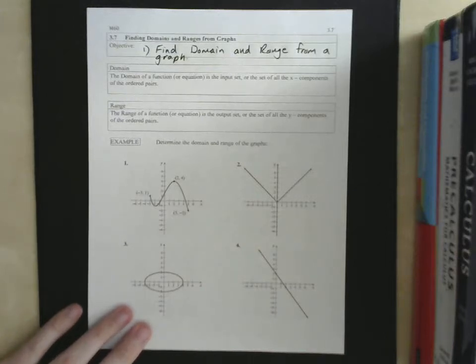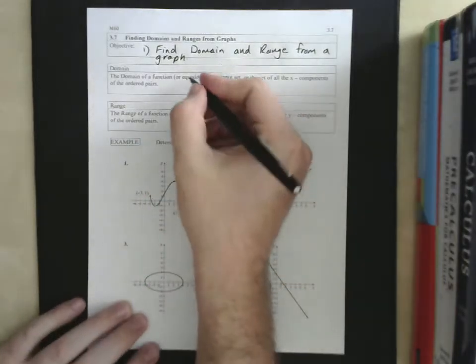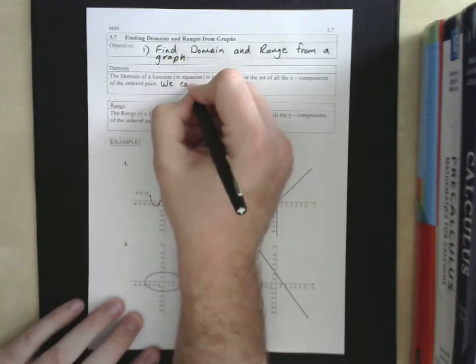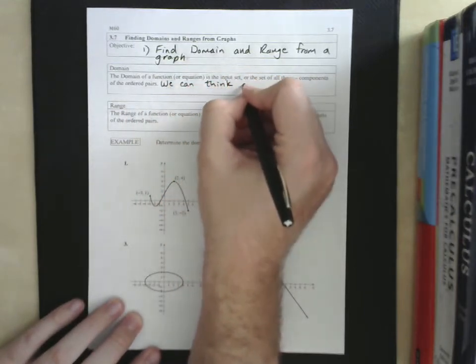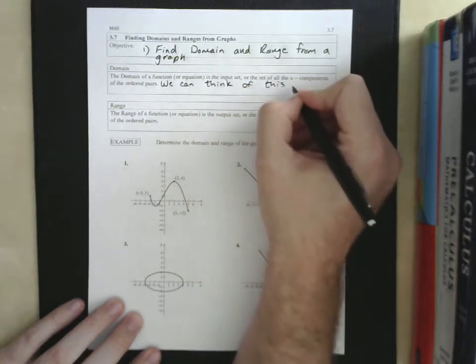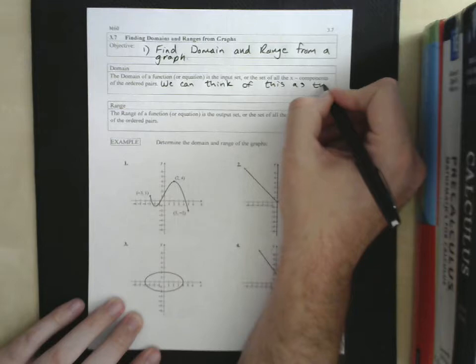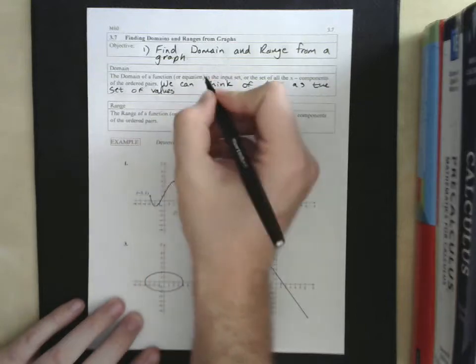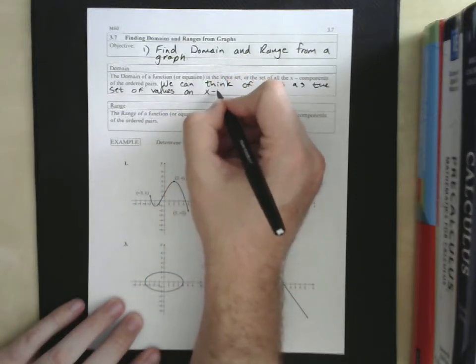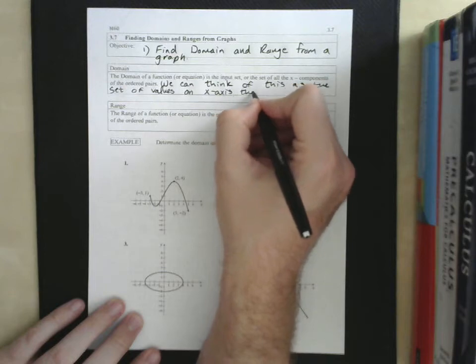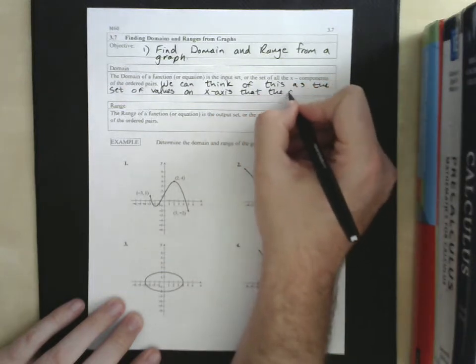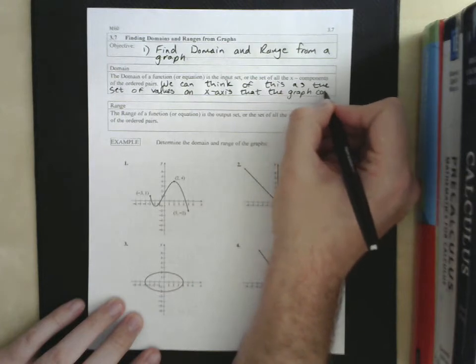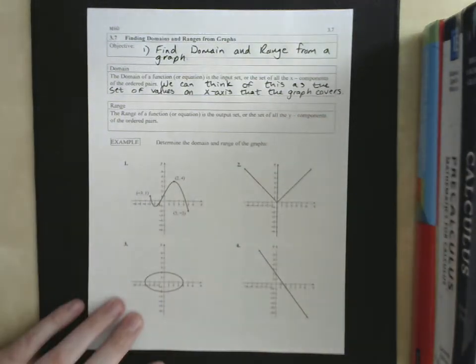Just a little reminder, the domain of a function or equation is the input set, the set of all x components of the ordered pairs. We can think of this as the set of values on the x-axis that the graph covers. That's how we determine what the domain is.